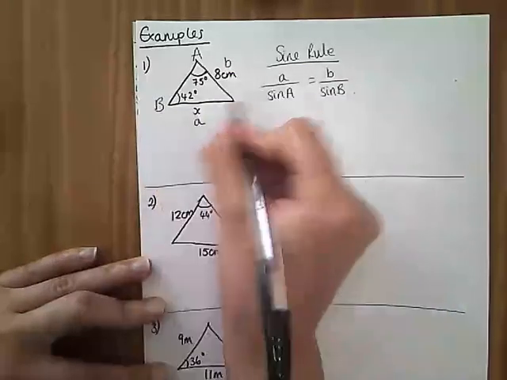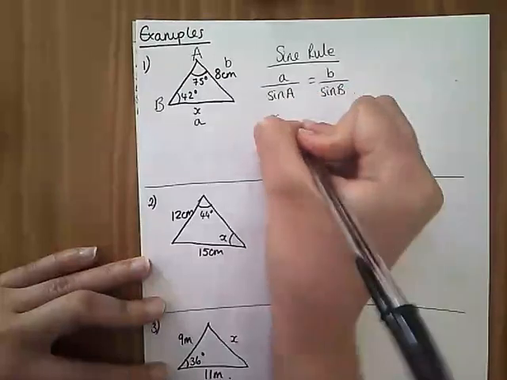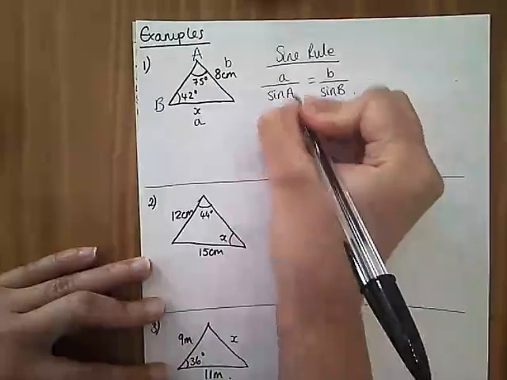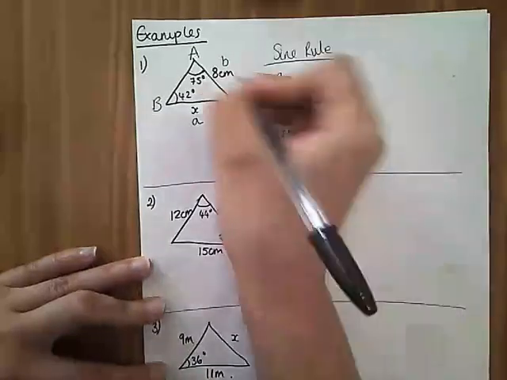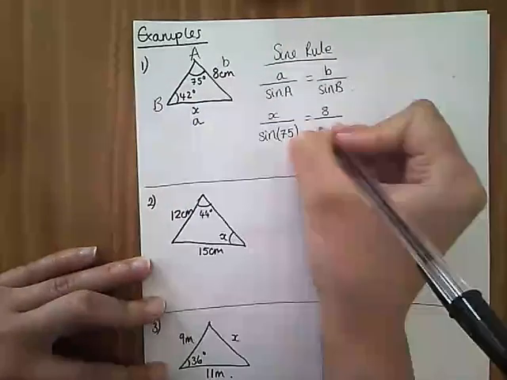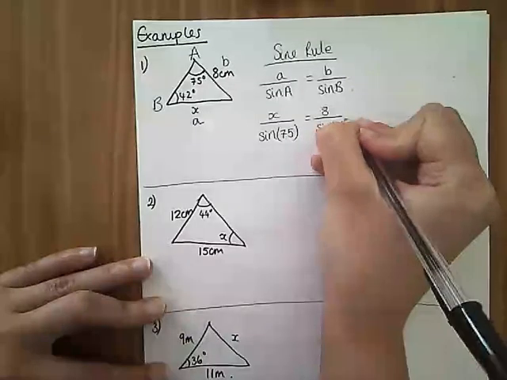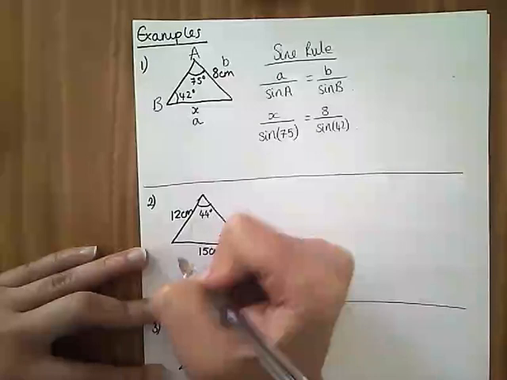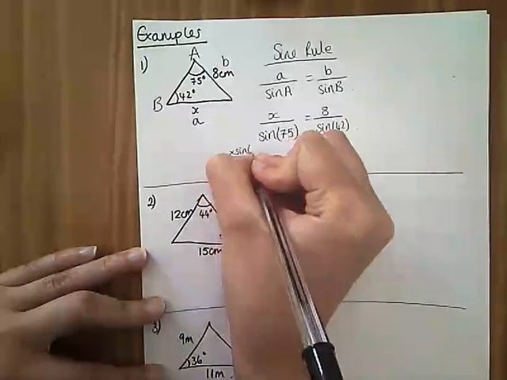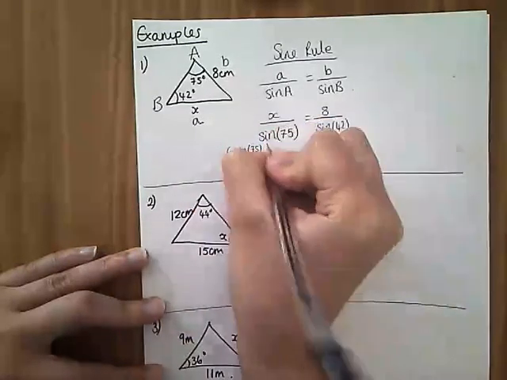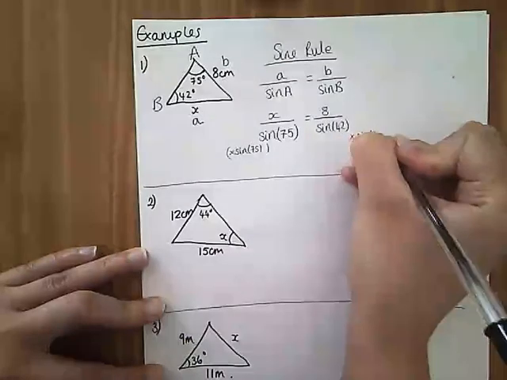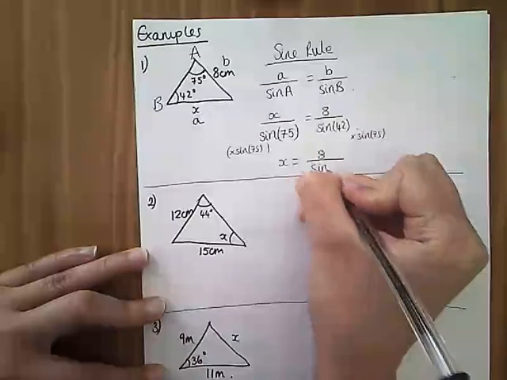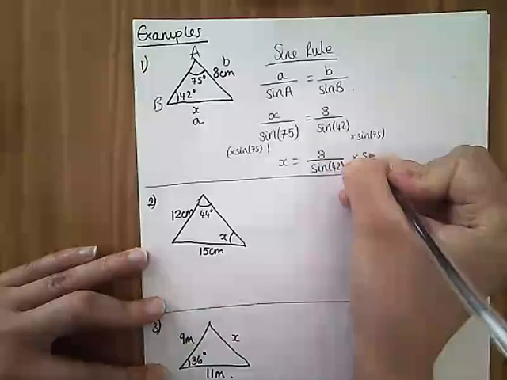Okay, so a is x, so we've got x over sine, which has to come with an angle, our angle 75, big A, equals little b, which is 8, over sine big B, which is 42. Okay, now to get x on its own, x is being divided by sine 75, so to reverse that, we've got to times both sides by sine 75. That's like when you're solving an equation. So we've got that x is 8 over sine 42 times sine 75.